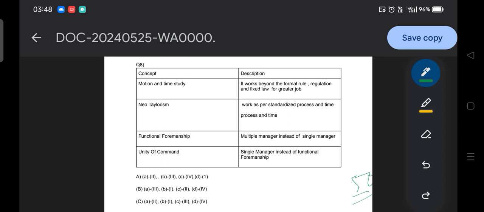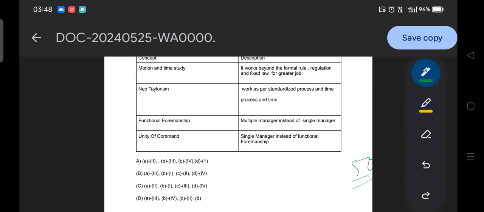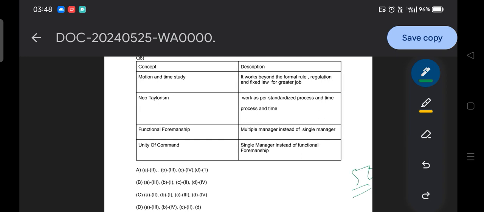If you noticed in the last 2023 SSB lecture, they asked a question regarding new Taylorism, and in that question most people made mistakes. So going forward, you should not make any mistake with respect to this.